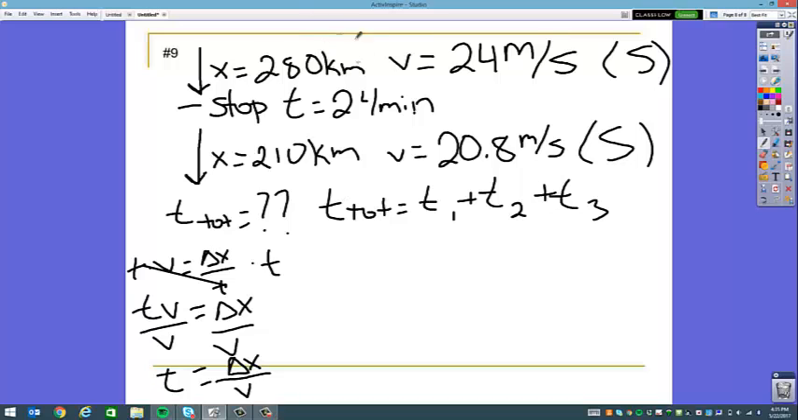Your displacement's in kilometers. My velocity is in meters, so I need to convert this to kilometers. So going back to that first PowerPoint, kilo means 1,000. So my displacement is really 280,000 over my velocity, which is 24. So 280,000 divided by 24.